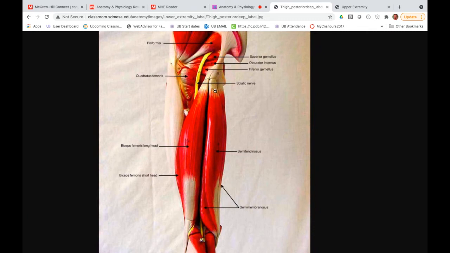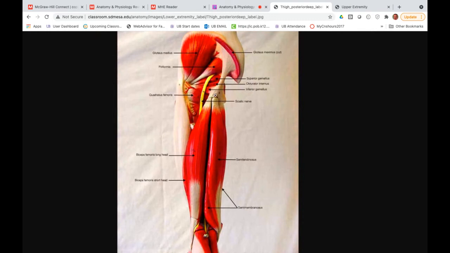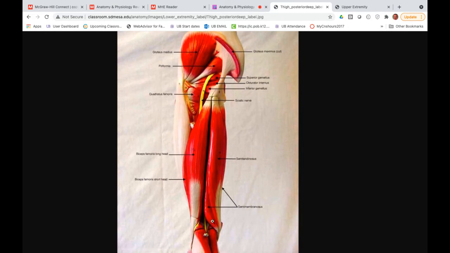So now you can see by this image why it can extend the hip, right? It's on the posterior part of the hip, so it can extend the hip. It crosses the knee posteriorly, so it flexes the knee. Extension of the hip, flexion of the knee, that is the primary action of the hamstrings.